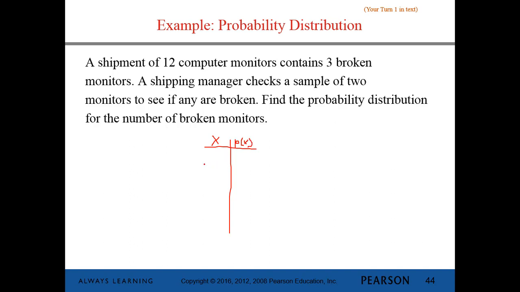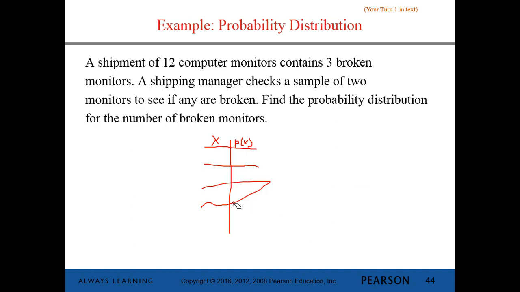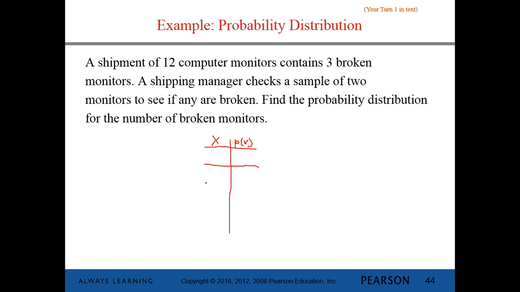And so what do we have? We have 0, 1, or 2. So we got 0, 1, or 2. And so this probability here, what's this probability?